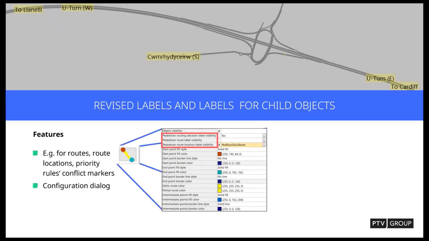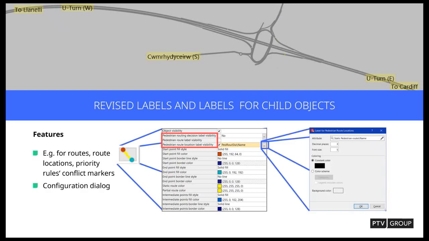Good. The labels were revised, the handling as well as the data model. Before, only route decisions could have labels. Now, route decisions and routes can have labels. And for pedestrians, also the intermediate points of routes can have their own labels. If it makes sense to use all 3 of them at the same time, that's up to you to decide. You can do that. You don't have to choose between them.